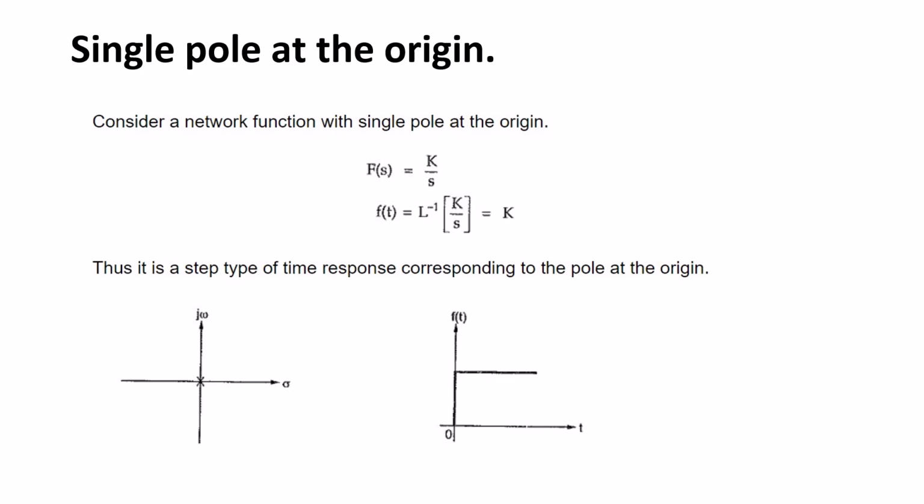If we have a single pole at the origin, meaning 1 by s or k by s, then if you take the Laplace inverse, that will give you k. So the response looks like this. This is basically the step response.